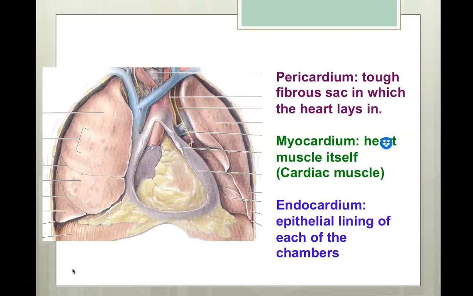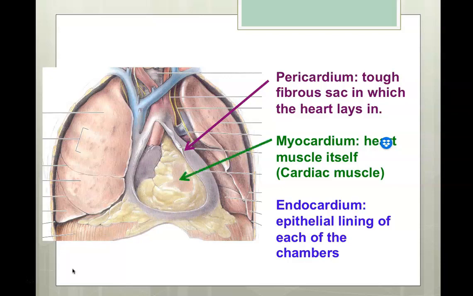So we'll begin by talking about some of the layers of the heart. When you first open up the thorax, you will run into what's known as the pericardium. And this completely encloses the heart. It's not open the way we see it in this image, but it is a tough fibrous sac in which the heart is going to lay. And so if we cut open this pericardium, that's when we're going to see the heart itself.